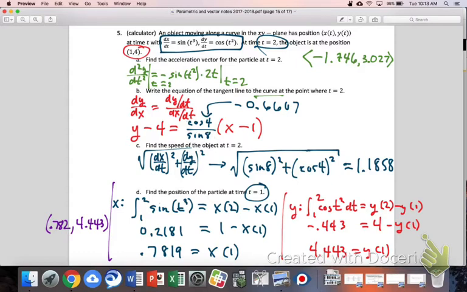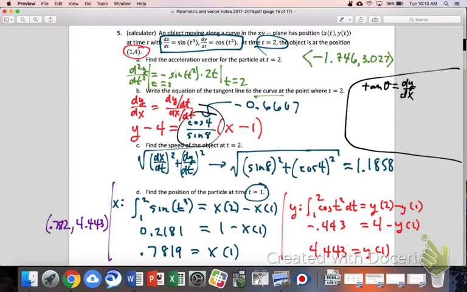Or something like that, then you would say, so I'll try to squeeze this in right over here. You would start off with that formula, tangent of theta is equal to dy dx. Well, we know what dy dx is, right? We have that from right here. So that would be cosine of 4 over sine of 8. So tangent of theta equals cosine of 4 over sine of 8.